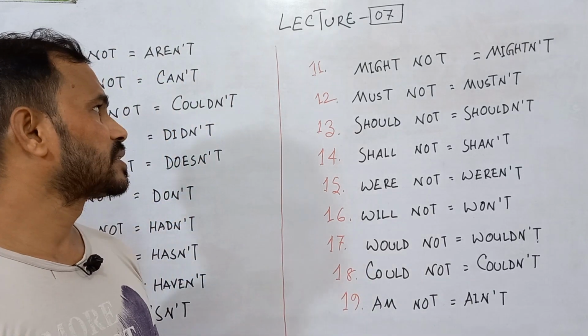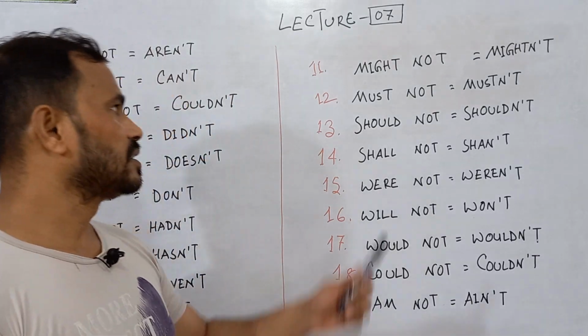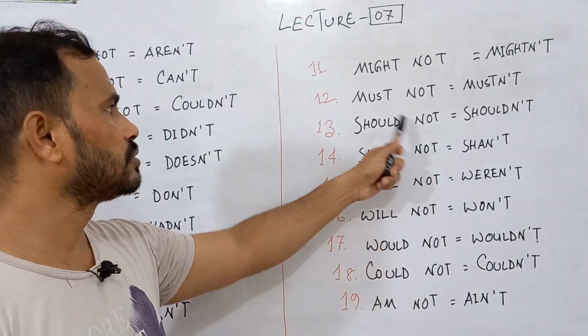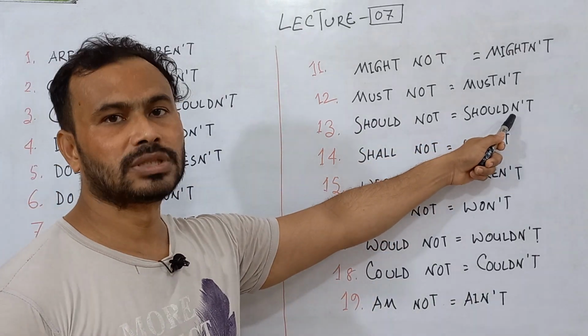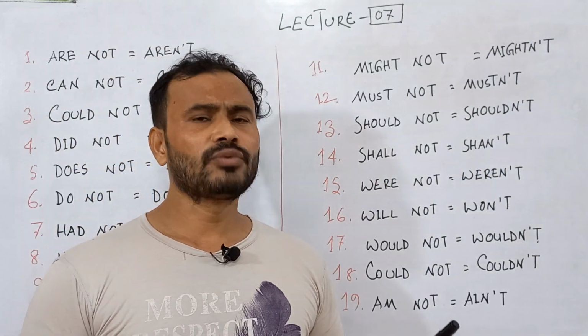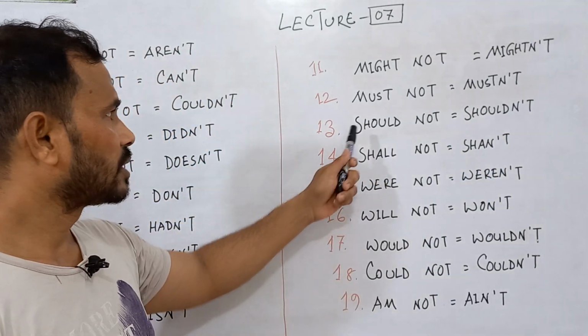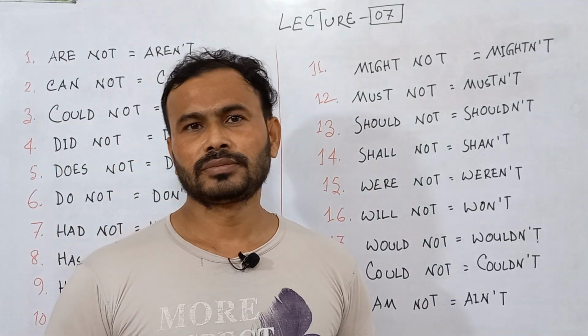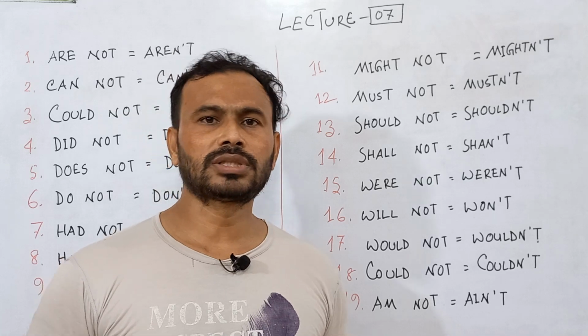Okay, so friends, my next phrase is should not, and the contracted form of should not is shouldn't. We can say one sentence for should not, which is, I should not do the work.